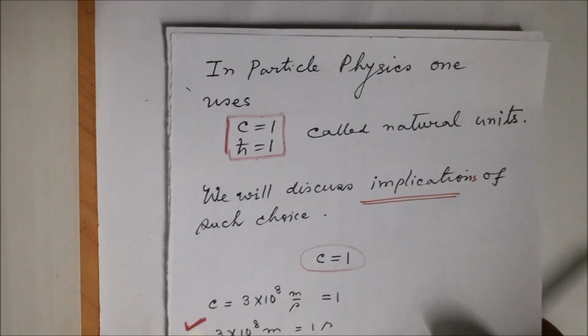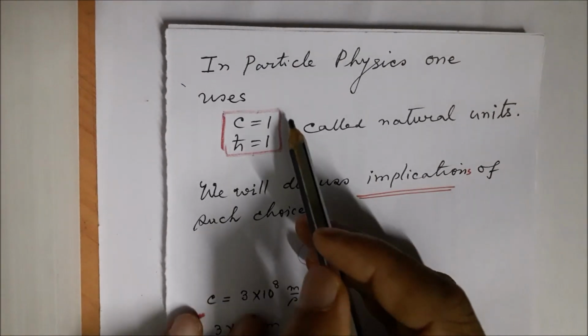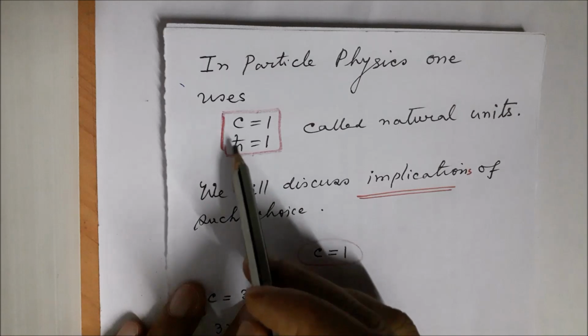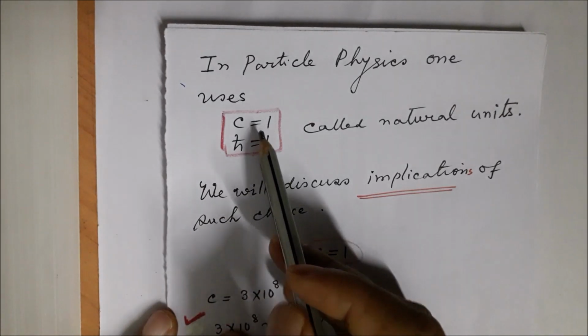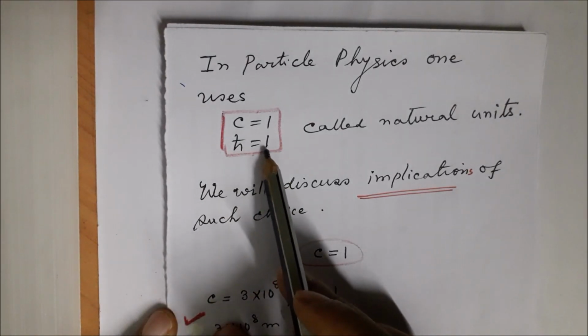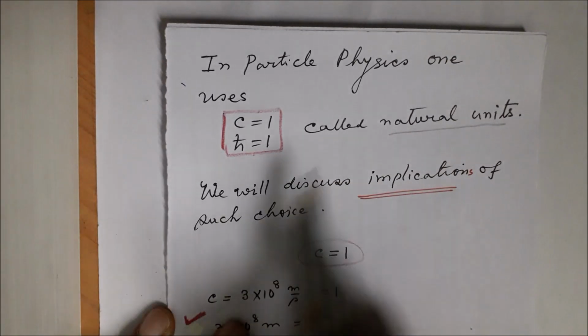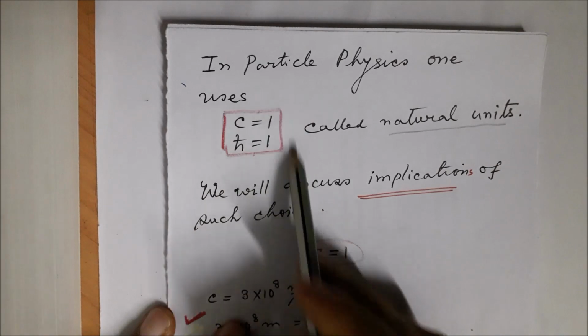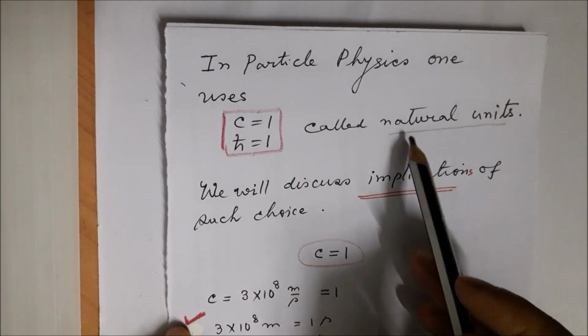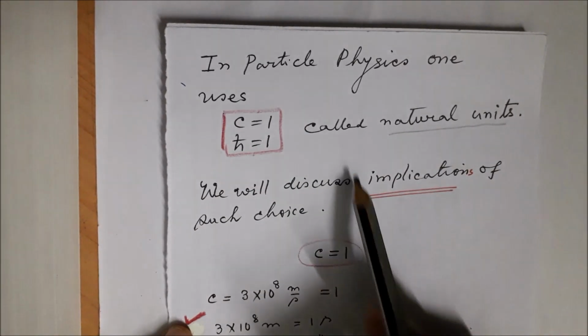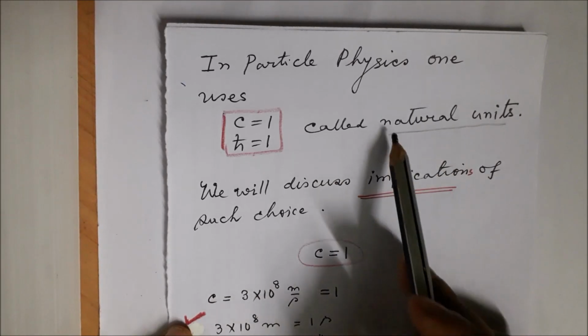In particle physics, as we have mentioned just now, C is set equal to 1 and ħ is set equal to 1, and these are called natural units. This choice is called natural units, and let us now discuss certain implications of this choice.